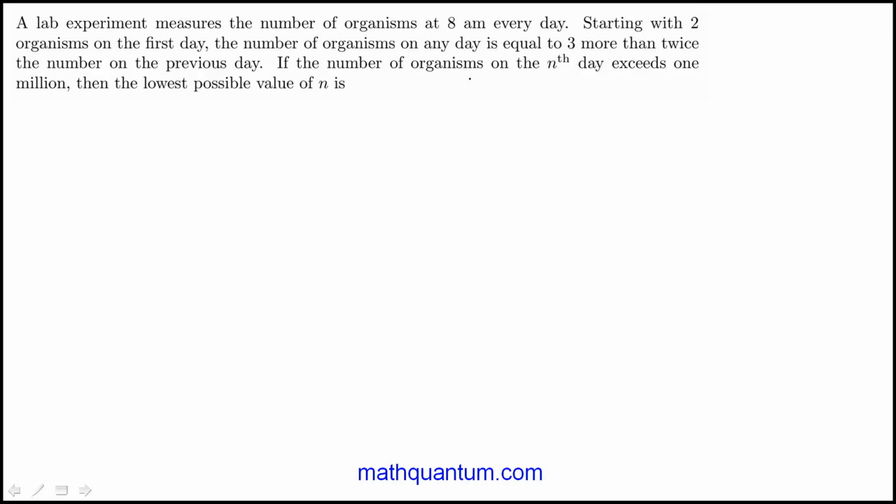So the hard part in this question is to figure out the general expression for the number of organisms on the nth day. So I'll just call the number of organisms on the first day a sub 1. I know it's 2, but I'll leave it in terms of a1. So if I were to write out the subsequent terms, a sub 2, the second term would be 3 more than twice that, so 2a1 plus 3.